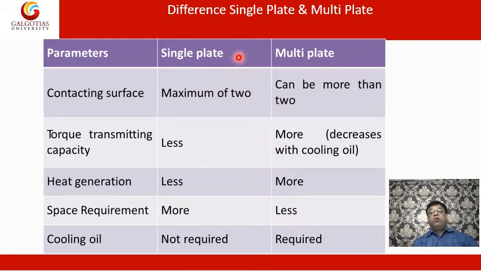So both have their own importance based on different parameters. The most important parameter is the space requirement. Based on the available space, you will select whether to use the single plate or multi-plate clutch. The cooling oil is required to carry out the heat generated because of the friction.